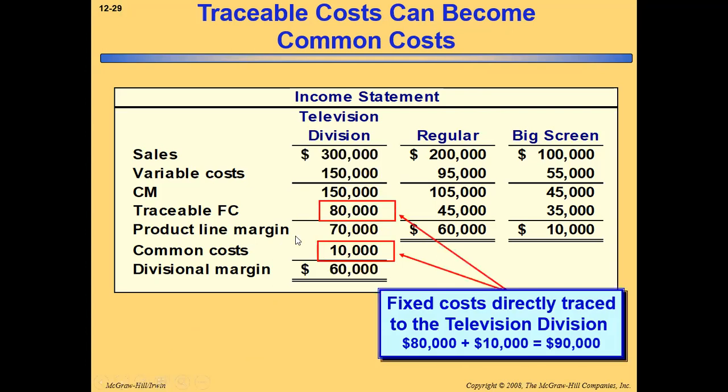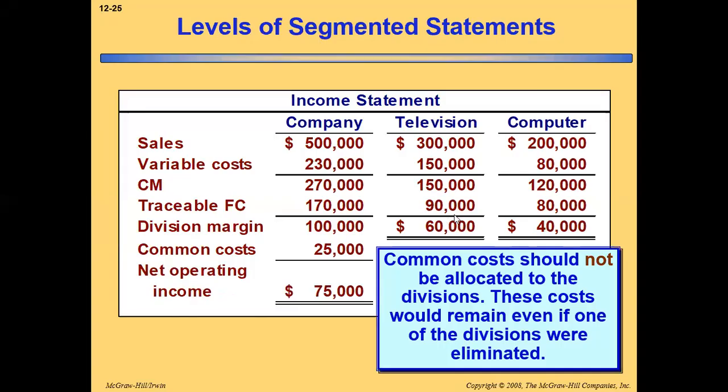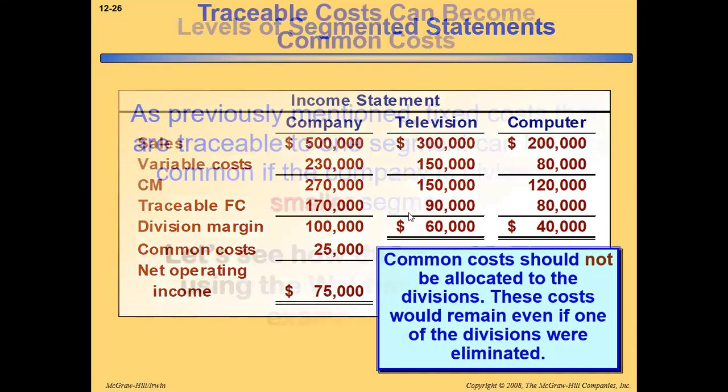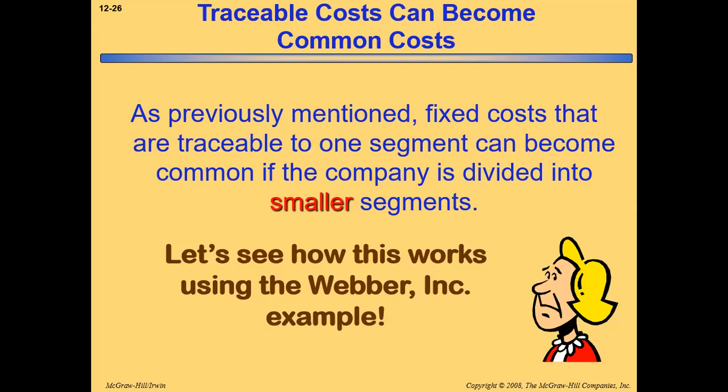80,000, and product line margin is 70, and another common cost, that is 10,000, that is not actually related with regular or big screen. It is related with the television division in particular. So that's why 10,000 is the common cost. In total, fixed cost directly traced to the television division is 80,000 plus 10,000. It is 90,000. See, so now we will give another example.